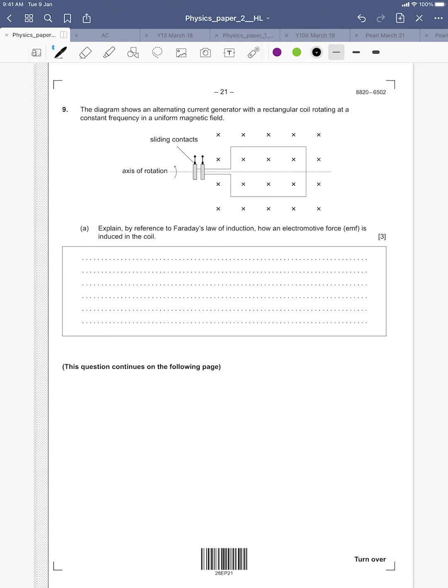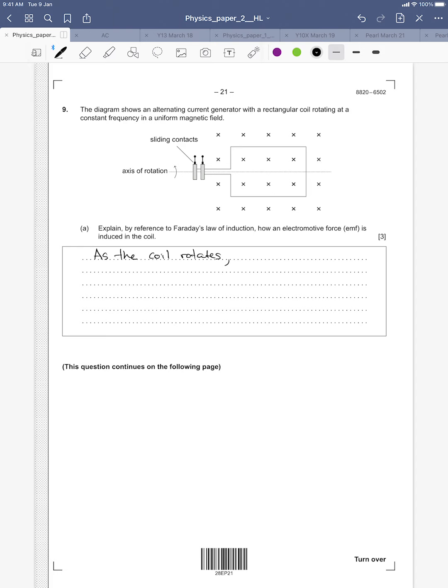Okay guys, question 9 here is about electromagnetic induction. We have a coil rotating at a constant frequency in a uniform magnetic field. It's the usual situation, and we have to explain how an EMF is induced in the coil. So of course we know as the coil rotates, the magnetic flux through the coil changes, and that is why we get an induced EMF.